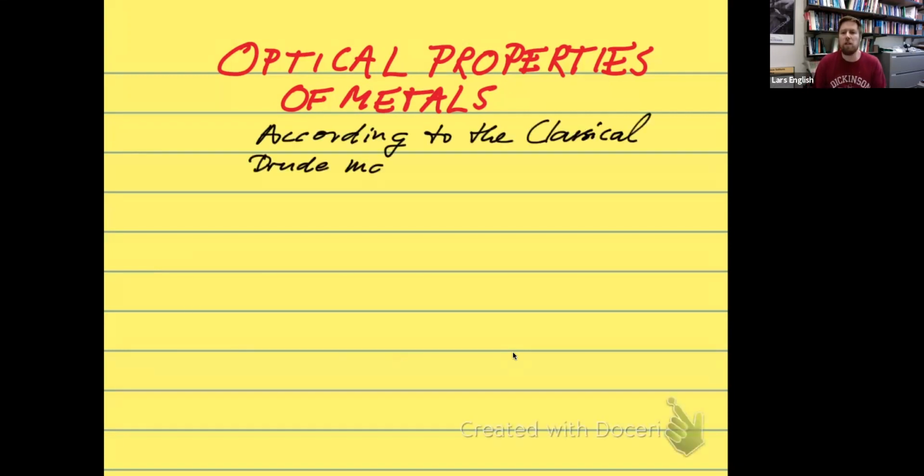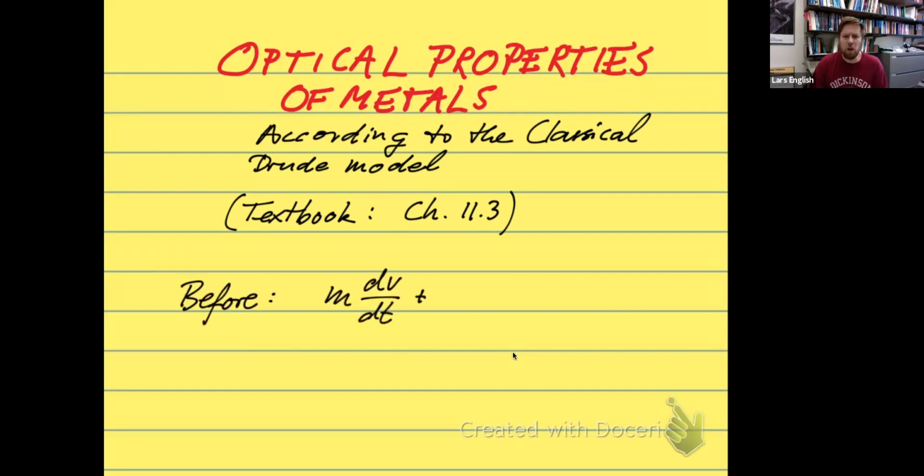According to the classical picture, the Drude model representing the classical picture of electrons in a metal. In our textbook, you can read an engineering version of this treatment in chapter 11. Before we had this formula, m dv/dt plus gamma times v is equal to E times capital E. This is from the perspective of a particular conduction electron, so this m here refers to the mass of an electron.